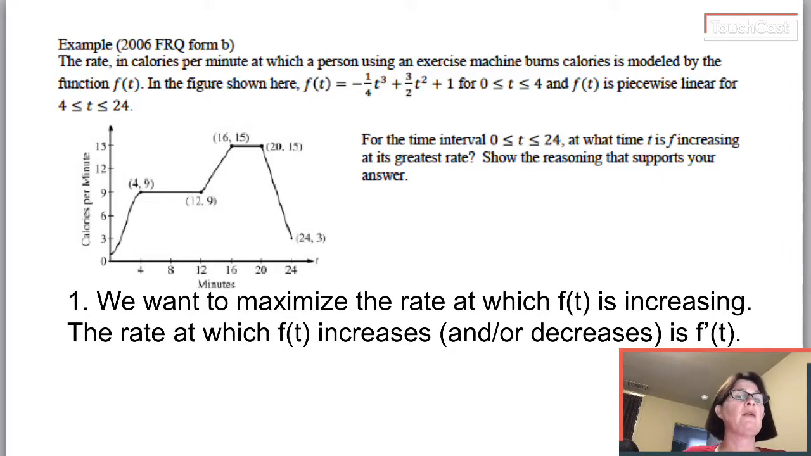So our question, for the time interval 0 to 24 minutes, at what time t is f increasing at its greatest rate? So step 1, we need to figure out what quantity we're trying to optimize and whether we're trying to minimize it or maximize it. So we want to know when f is increasing at its greatest rate. So the rate at which f changes, so the rate at which f increases or decreases is called f prime, and we want to maximize f prime. So the rate which f of t increases and or decreases is f prime of t. So we're trying to maximize f prime of t.